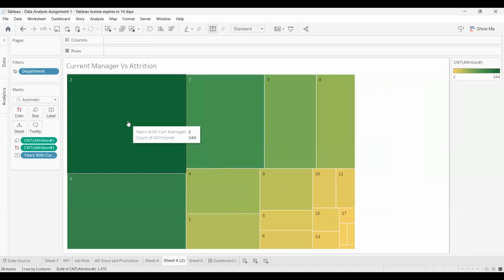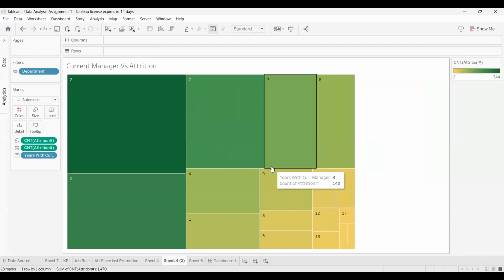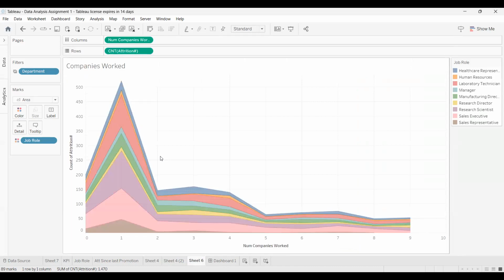This would also be another reflection of what we have just discussed, but in a different graphical view. And then the other graph would be the companies, the previous places that the employees have worked with before they joined the company. These are the organizations that they have worked with, also versus the attrition level.